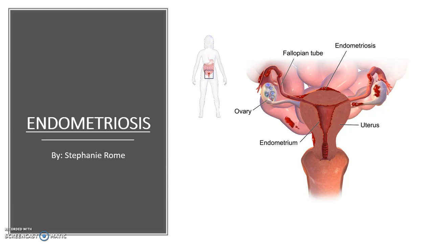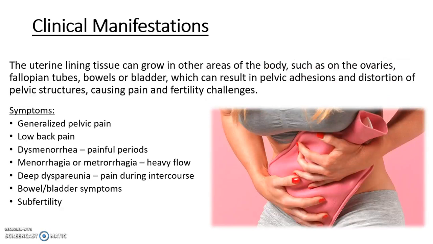So first, what is endometriosis? Endometriosis is a gynecological condition in which the endometrial tissue, which normally grows inside the uterus, grows outside of the uterus. It is estimated that endometriosis affects 10% of women of reproductive age.